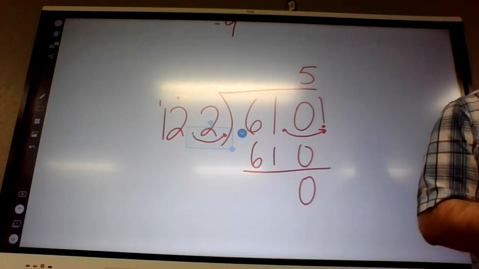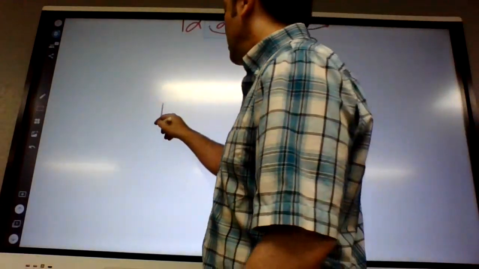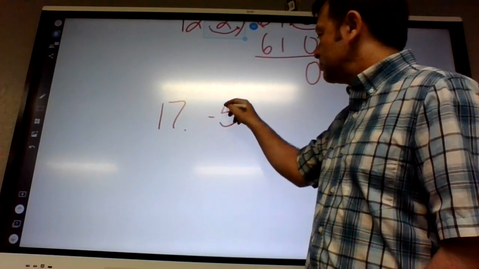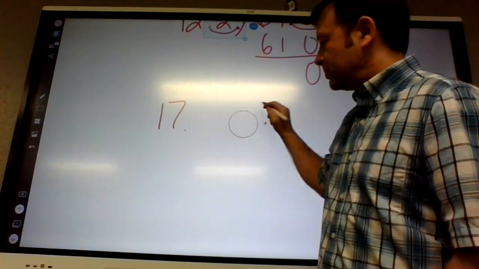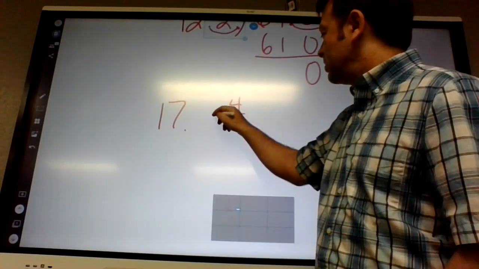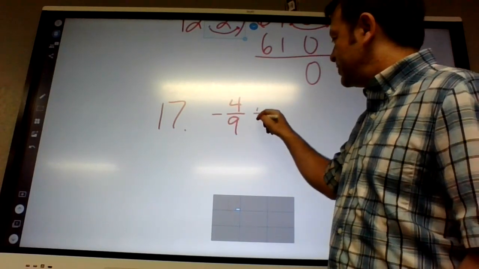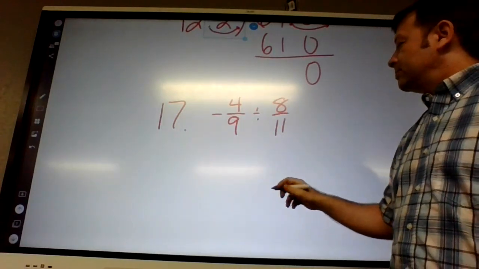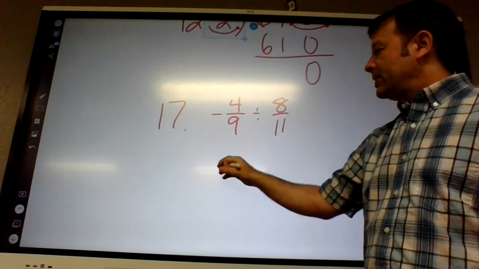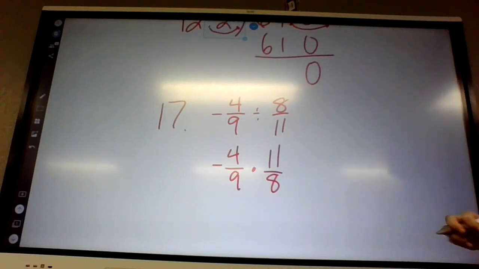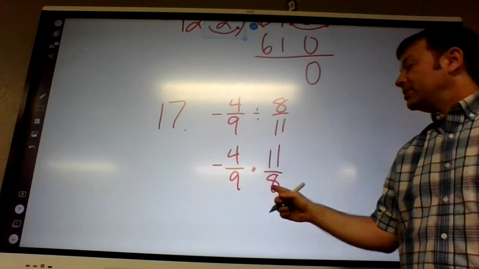All right, 17. Devin, what should we do first on 17? No, that's for adding and... Oh, subtracting. My bad. Can you flip? Okay, which one do we flip? The one on the right. Yeah, the second one, yes, the one on the right. So, I probably wouldn't write down the original problem, I'd just write down -4/9 times 11/8. Okay, writing the original doesn't really help us here, so I would just write this down.